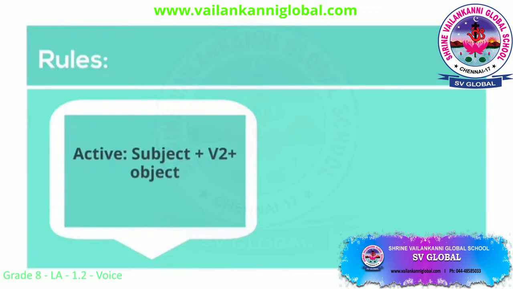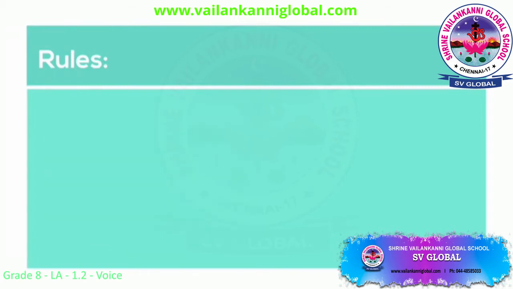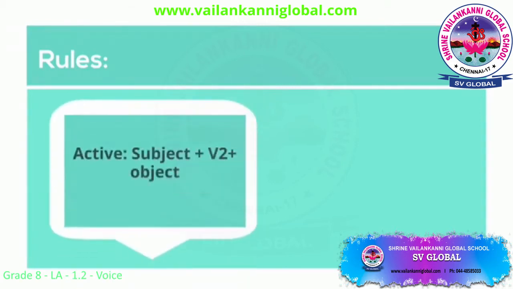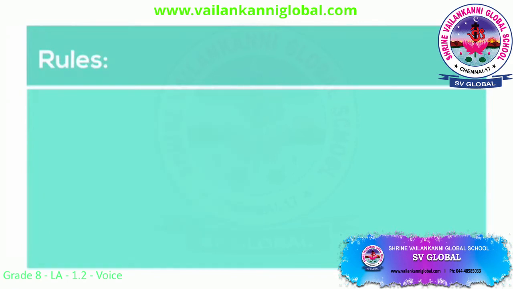Here, as we already know, an active voice statement should have S plus V plus O, that is subject plus verb plus object. So before we make an active voice statement, we should note that the verb is in past tense, because we have to make a simple past tense positive statement. So subject plus verb plus an object. The verb should be in past tense.